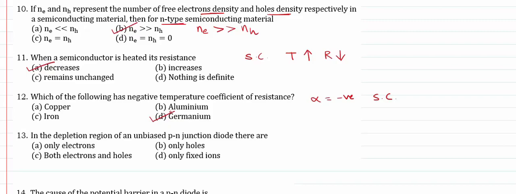13th, in depletion region of unbiased PN junction diode, there are. So if you take a PN junction, near the PN junction, you will be having immobile ions. Here you will be having immobile ions near the junction. So if you check the options in depletion region of unbiased, there are only fixed ions. So immobile ions will be there.